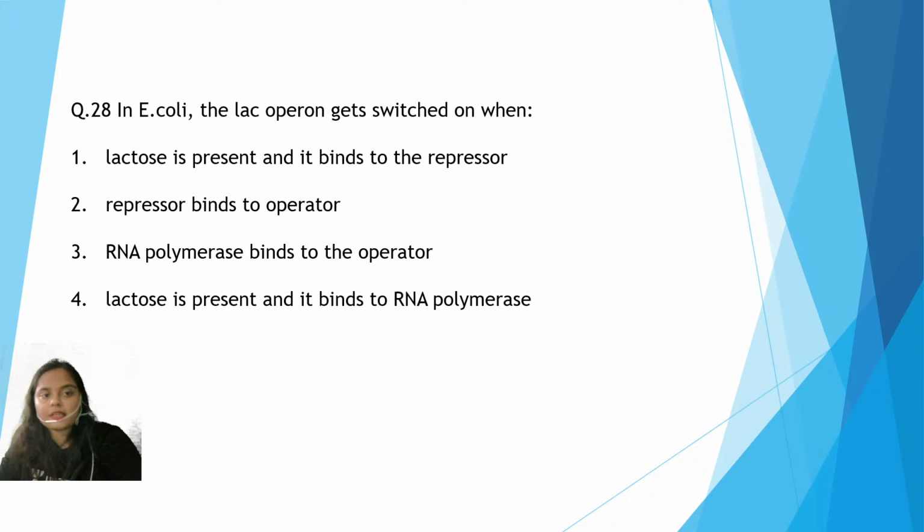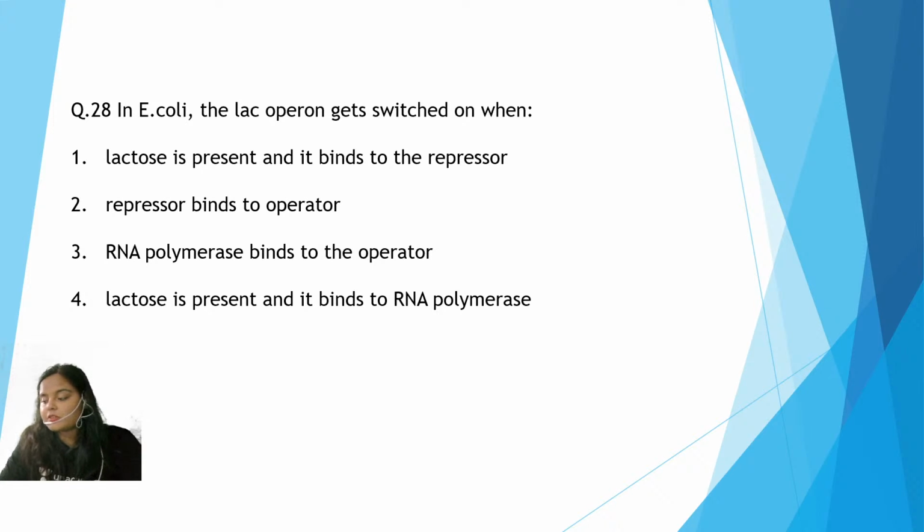Question number 28. In E. coli, the lac operon gets switched on when lactose is present and it binds to the repressor; repressor binds to operator; RNA polymerase binds to the operator; or lactose is present and it binds to RNA polymerase. So a question from the lac operon, an example of an inducible operon. You have to identify the correct answer with respect to the E. coli lac operon when lactose is present.